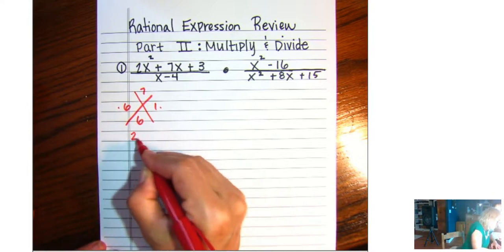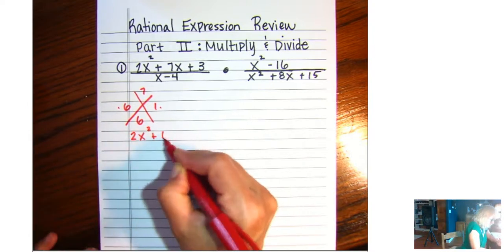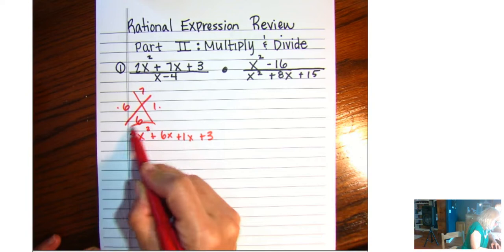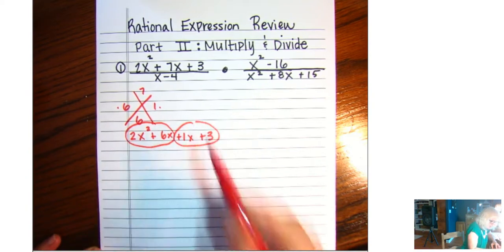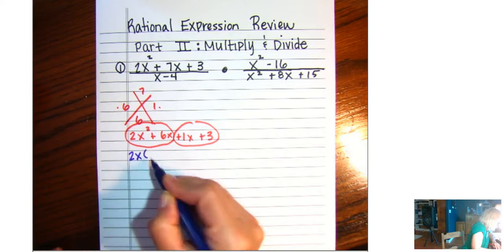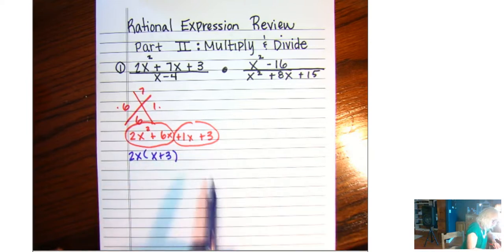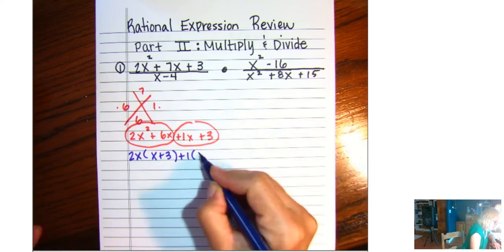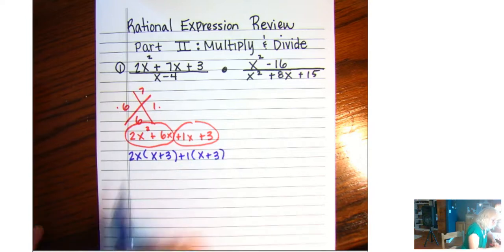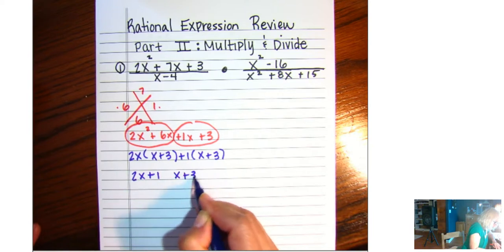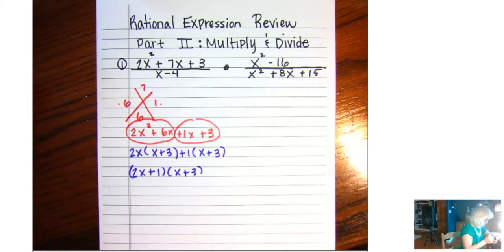Remember, these two numbers are what I'm going to use for my factor by grouping. So I am going to do 2x squared plus 6x plus 1x plus 3. Then I'm going to break this into groups, and we're going to factor out our GCF. For the first group, I can take out a 2x, leaving an x plus 3. This is already an x plus 3, but remember, you have to factor out anything at all. If it's already what you want, you are just going to factor out a 1. So the factors for the top are going to be 2x plus 1 and then x plus 3. That's the brand new numerator for our first fraction.